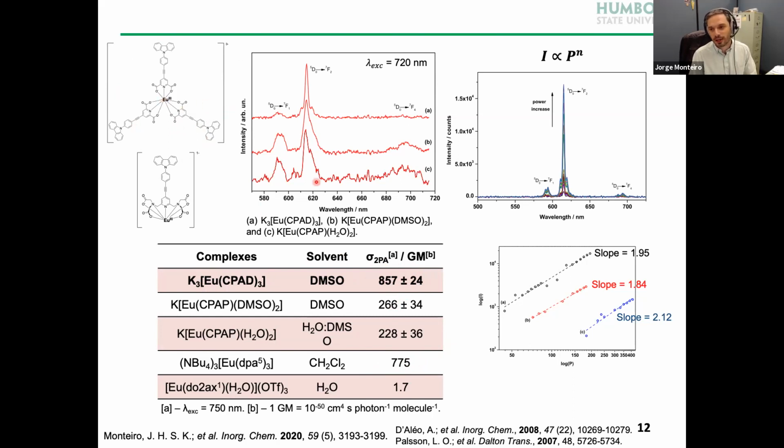So we beat the record, and that's still today the highest 2-photon cross-section for a europium complex in solution. This second compound has a slightly lower cross-section, and again, you can use the same idea of molar absorptivity. So here, if you think about it, we have 3 ligands to absorb the 2 photons. Okay, so you have 3 times higher probability than in this case with just one possibility here, and that's why your cross section decreases. Okay, so this is per mole. Okay, always per mole.